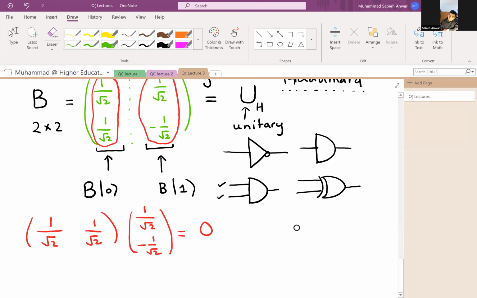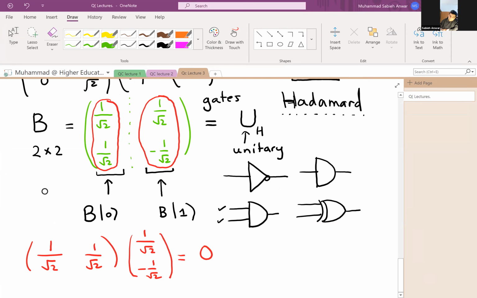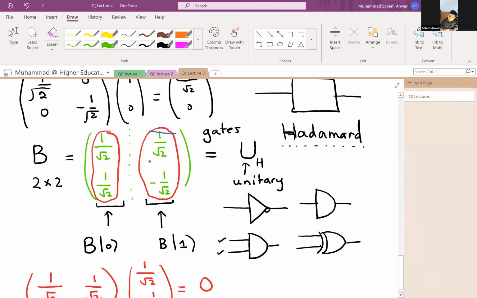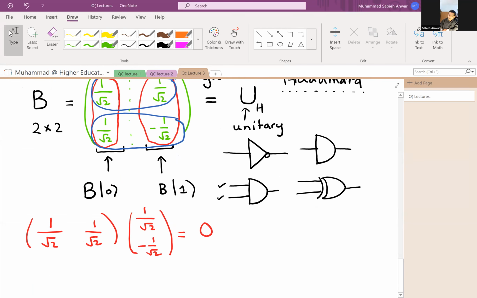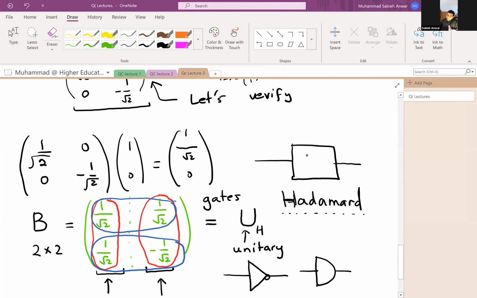Okay. Likewise, if I took the first row and find the inner product of the first row with the second row, I will still get 0. So all the rows are mutually orthogonal and all the vectors in a Hadamard matrix are mutually orthogonal. And this is how a Hadamard matrix is defined. And that is why this gate is called a Hadamard gate. And I can represent this Hadamard gate just by a box, with the symbol H or U_H inside.